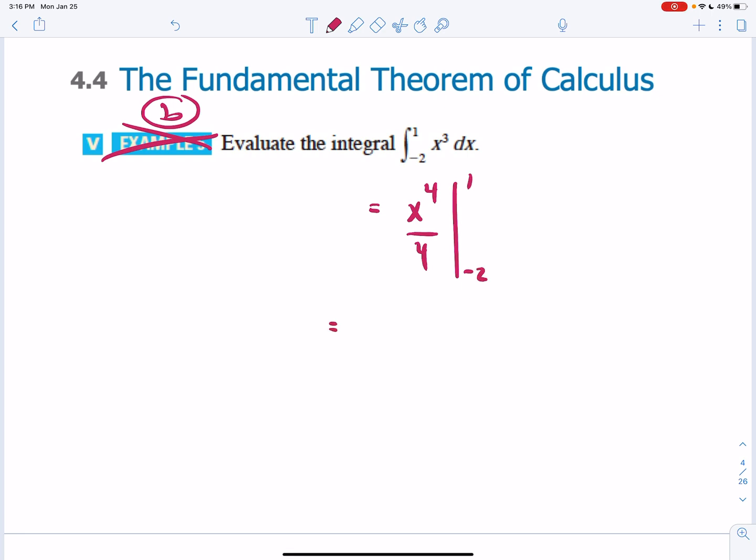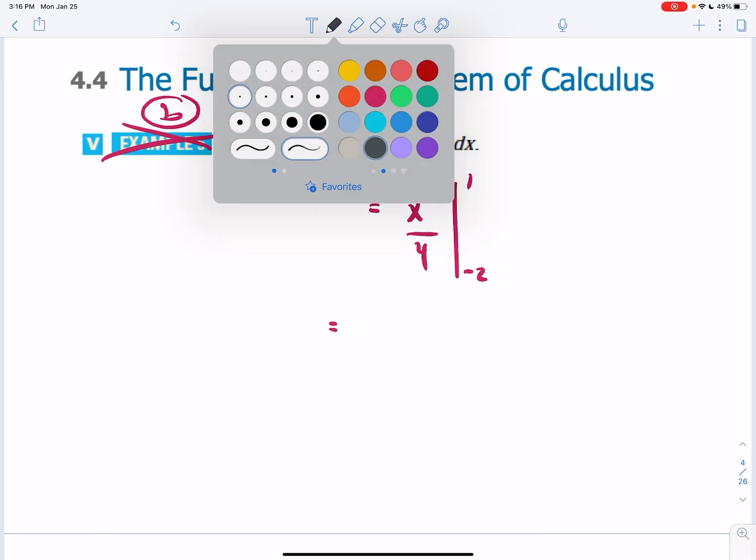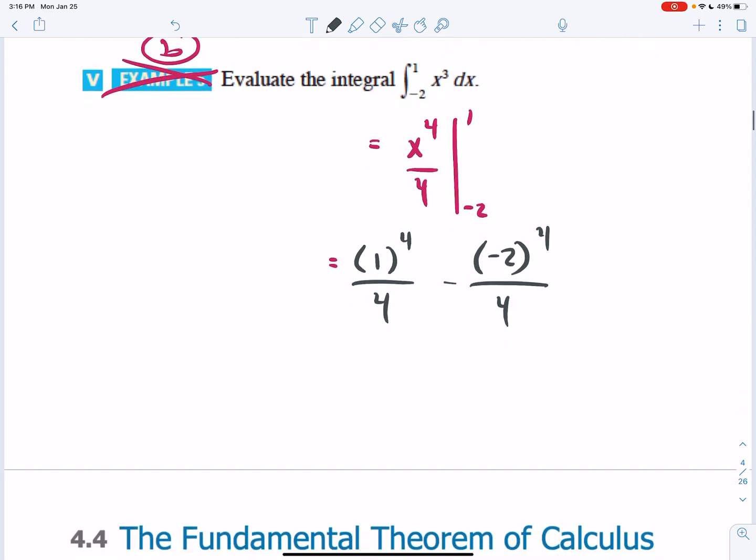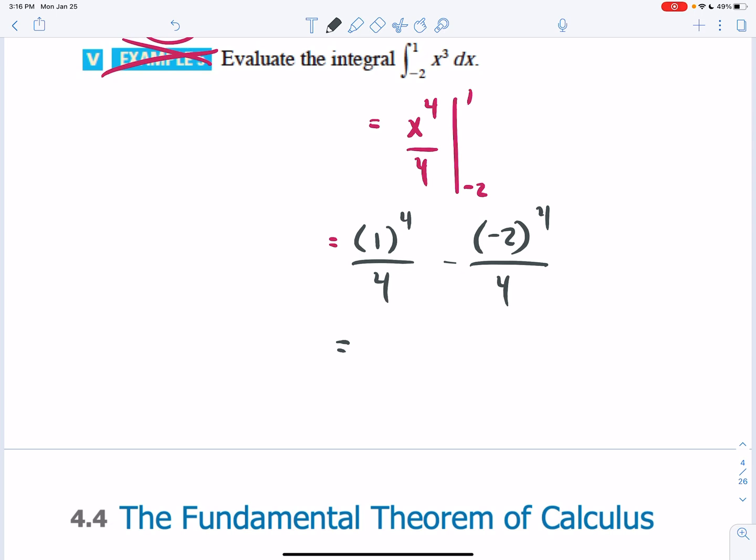According to the fundamental theorem of calculus, we will plug in our upper. So 1 to the 4th over 4 minus (-2) to the 4th over 4. Make sure that you're using parentheses, okay? So 1 to the 4th is just 1, so that's 1/4, minus (-2) to the 4th, which is a positive 16, divided by 4, which is 4, okay? Or to make it a little bit easier, this will be 16 over 4, which gives -15 over 4.